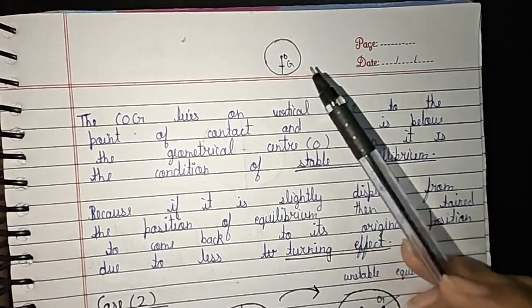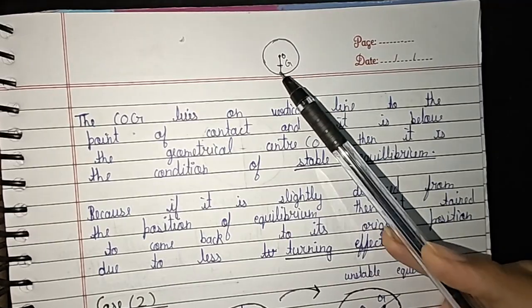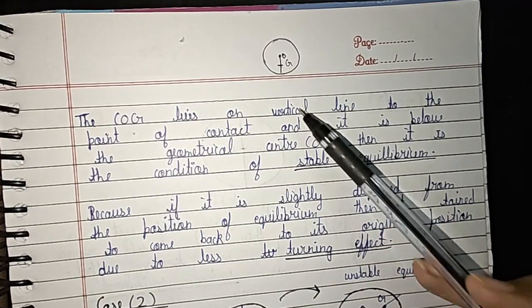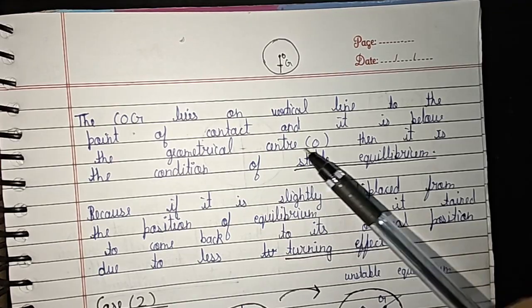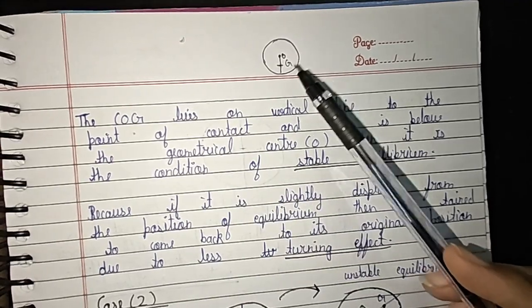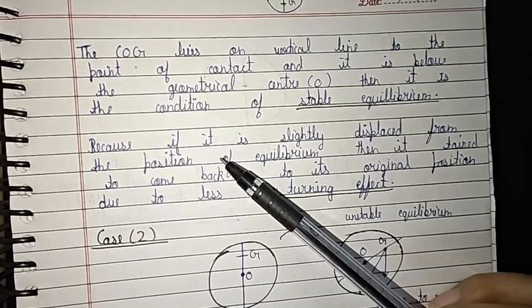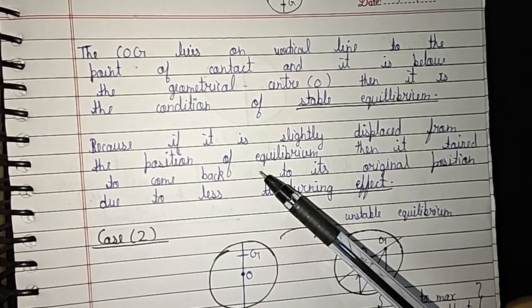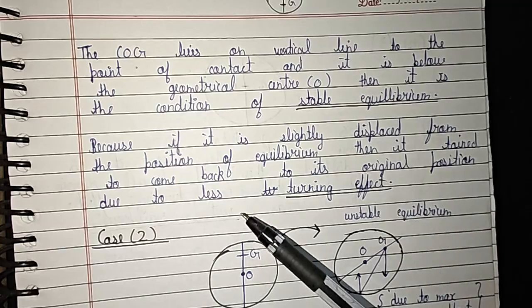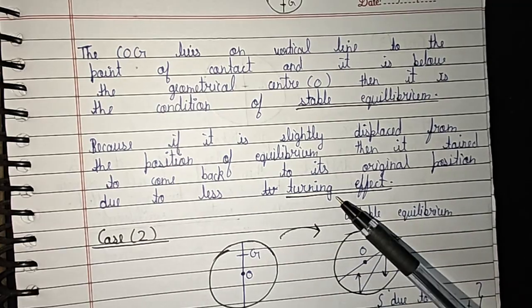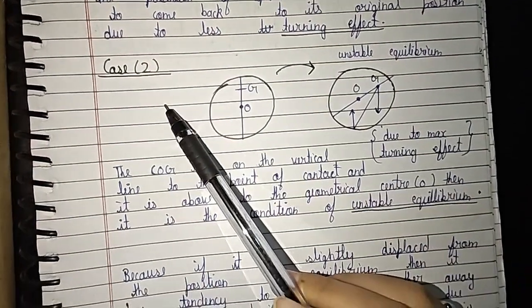So if in a sphere the center of gravity lies below the point of contact and below the geometrical center, then the condition is called stable equilibrium. Because if it is slightly displaced from this position of equilibrium, then it is trained to come back to its original position due to less turning effect. Now let us see case 2.